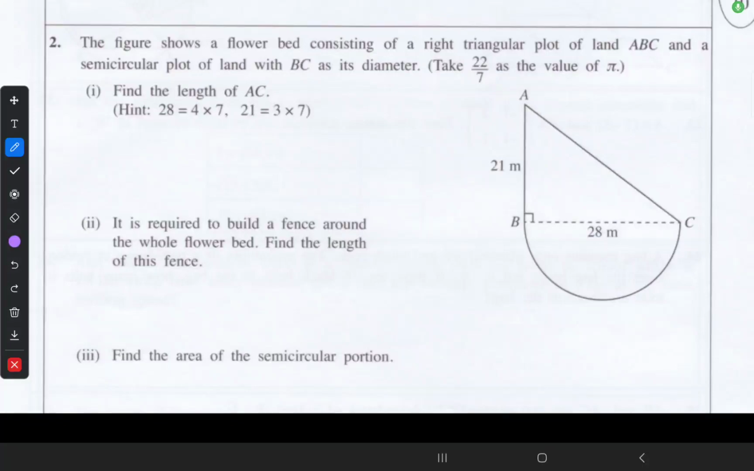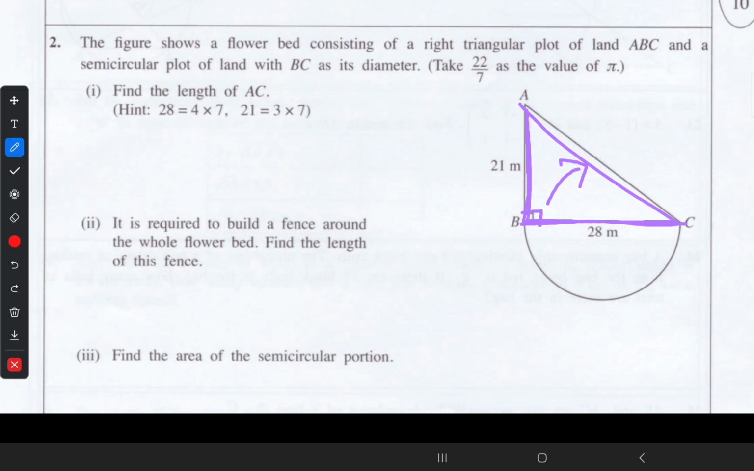Question is to find length of AC. AC means, here you can see this is a right angle triangle. In a right angle triangle, we can use the Pythagoras theorem to find each of their side lengths. Here they were given two side lengths. We need to find the hypotenuse square. Okay, hypotenuse square. Let's construct the equation.